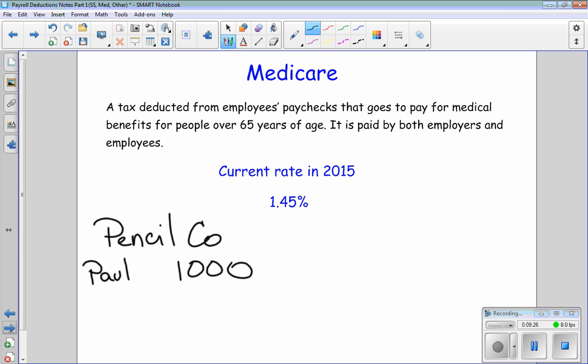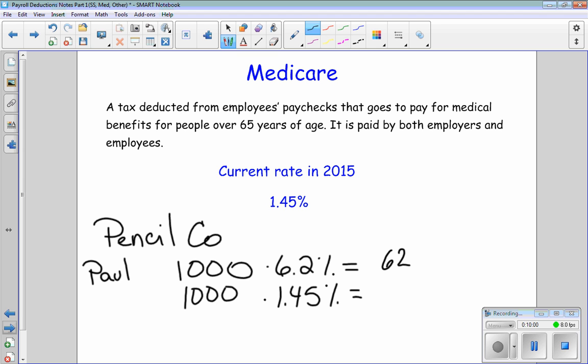And I have to take FICA tax out for Paul. What is the FICA tax I have to take out? 6.2% of his gross. So I multiply that by 6.2%. And then what's his Medicare? 1.45. So 6.2% of 1,000 is what? 62. 1.45%, it's $14.50.